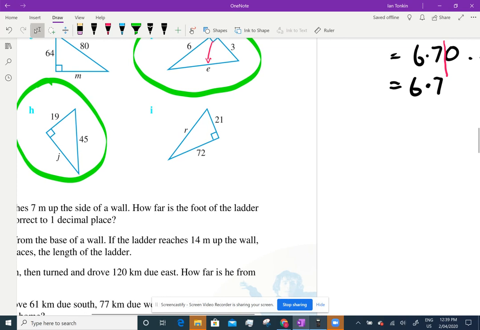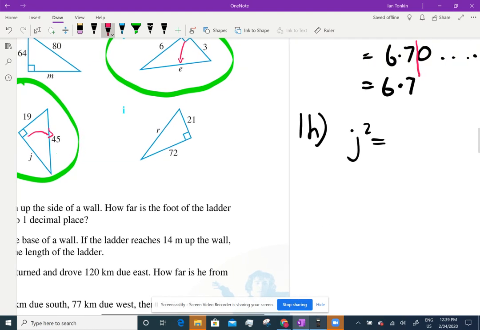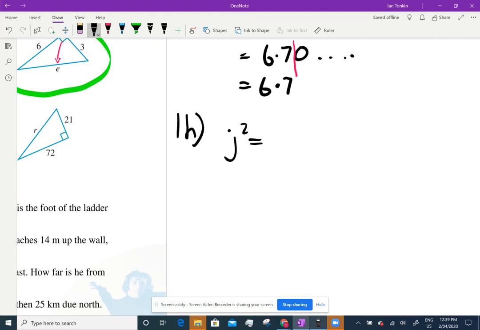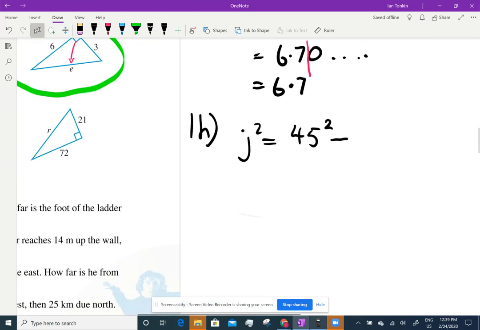Let's have a go at 1H. Now 1H, set it up again. J squared. Now if I'm looking at H, it's not the hypotenuse. The hypotenuse is over here. So I'm finding a short side. And remember, when I'm finding the short side, I square, subtract, then square root. So 45, because I always take the biggest one squared, minus 19 squared.